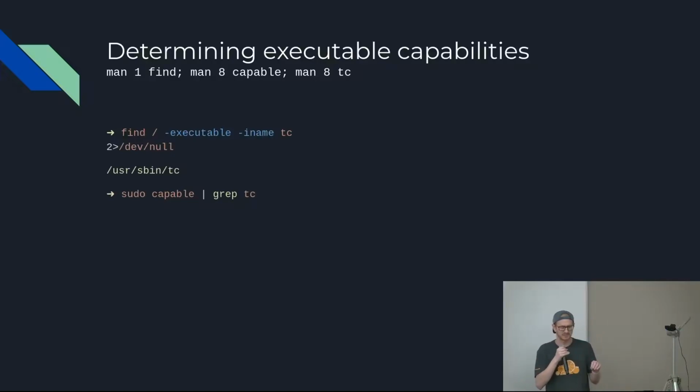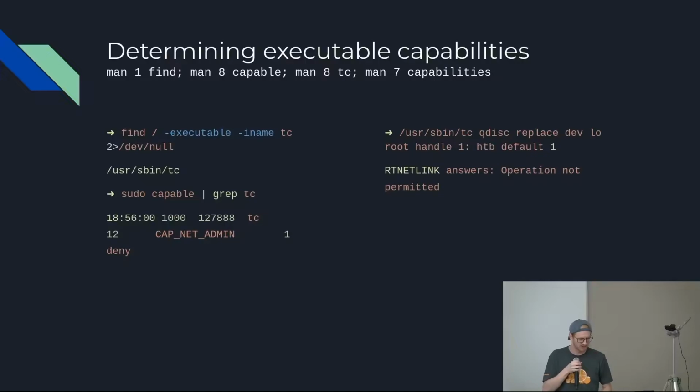But it's really handy because when I run the traffic control command, we can see right here on the right that we get an RT-netlink operation not permitted. That's just the computer saying, "Hey, look, you're not root, so you're not permitted to perform this operation." But we can see that the output for capable tells us exactly what we're missing. We are missing, in this case, the capability net admin. So how do we get that?